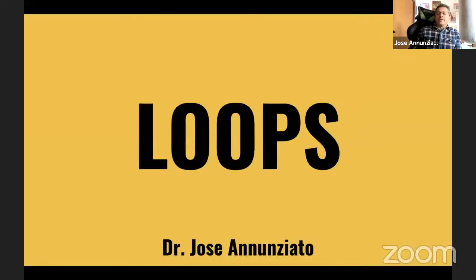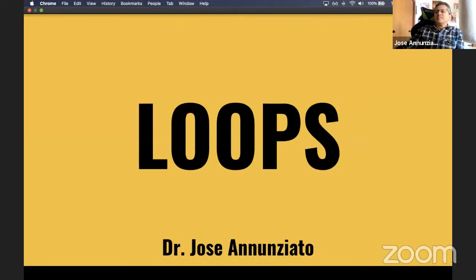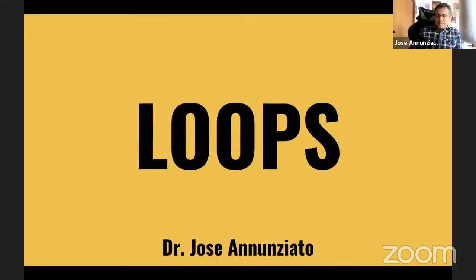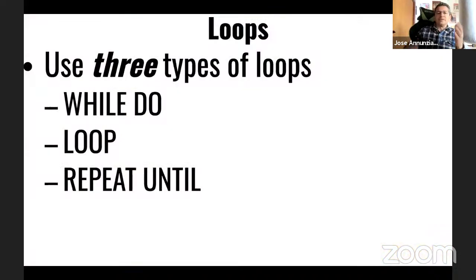Okay. All right. So finally, let's talk about looping. A loop, like you would expect, allows you to iterate, to do something multiple times over and over and over. There are 3 types of loops. There's the while do that we saw in our example in our assignment, that's due next week. We have a while do. There's also just plain old loop, and there's repeat until.